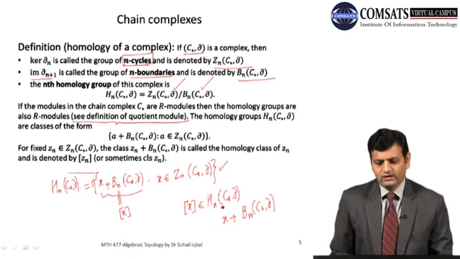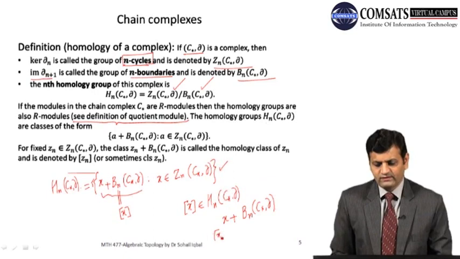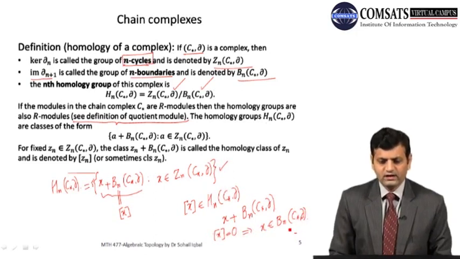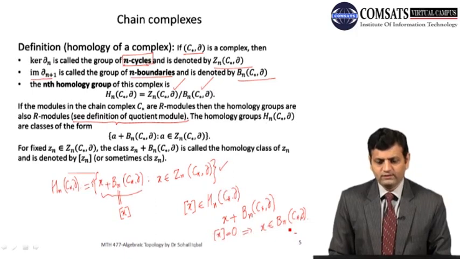I can also say that when this class x is 0, it means that x belongs to Bn(C star, partial). As a matter of fact, I'm not saying something which we haven't discussed. We are basically dealing with R modules and their quotients, so I'm just recalling them in this structure.